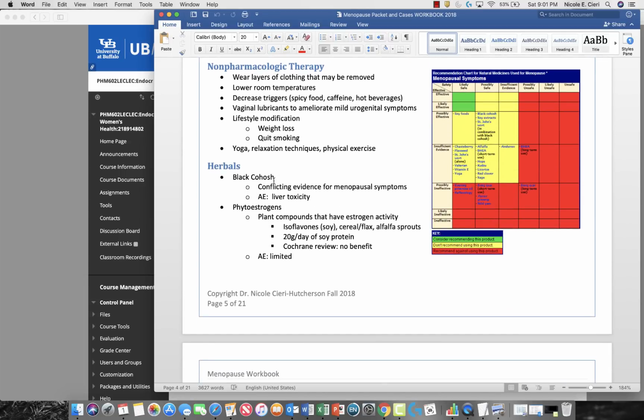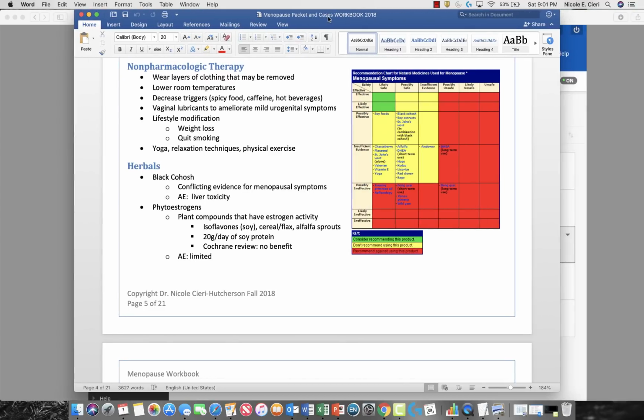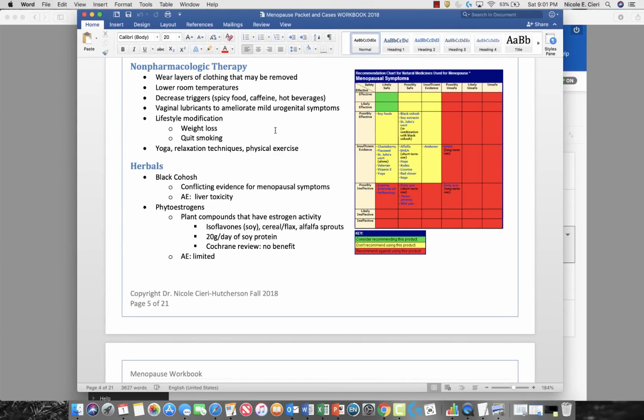So when we're thinking about therapy, we always, again, want to start with non-pharmacologic therapy. Some of this is obvious: wearing layers that can be removed, lowering the room temperature, decreasing triggers like spicy food, caffeine, and hot beverages. There are over-the-counter vaginal lubricants that can be beneficial for the urogenital symptoms. And then the lifestyle modifications of weight loss and smoking cessation have been shown to improve especially the vasomotor symptoms.